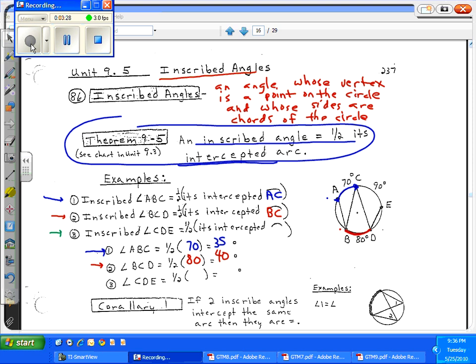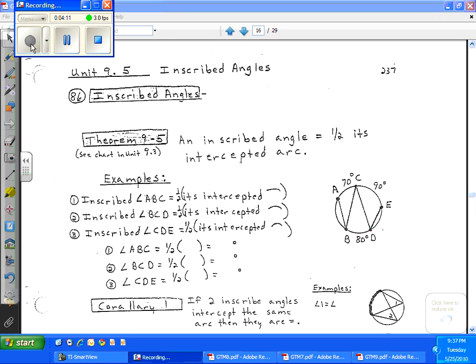Number 3, inscribed angle CDE intercepts arc CE. It's going to be 1/2 the measure of its intercepted arc, arc CE. So angle CDE is 1/2 of 90 degrees, which is 45 degrees. An inscribed angle is an angle whose vertex is a point on the circle and whose sides are chords of the circle. The measure of an inscribed angle is equal to 1/2 the measure of its intercepted arc.